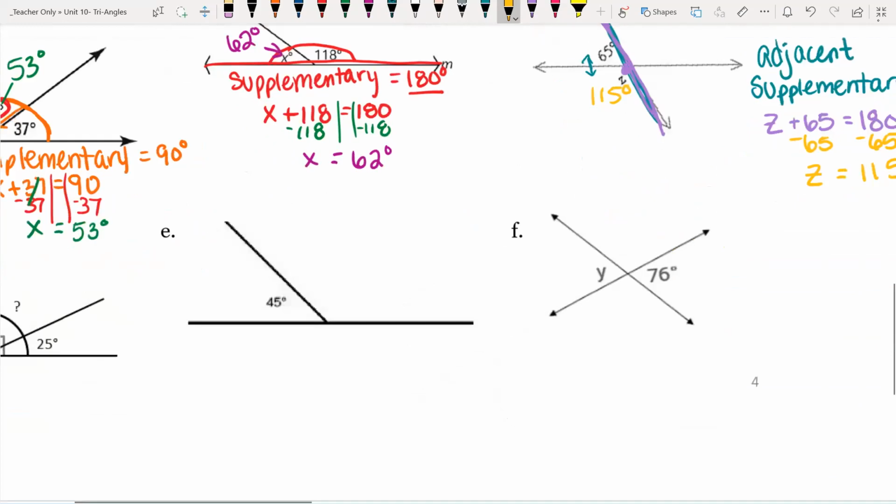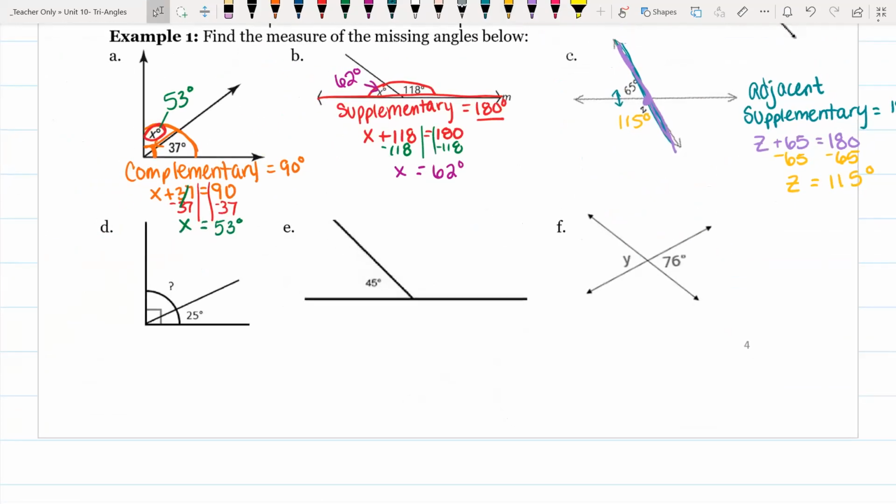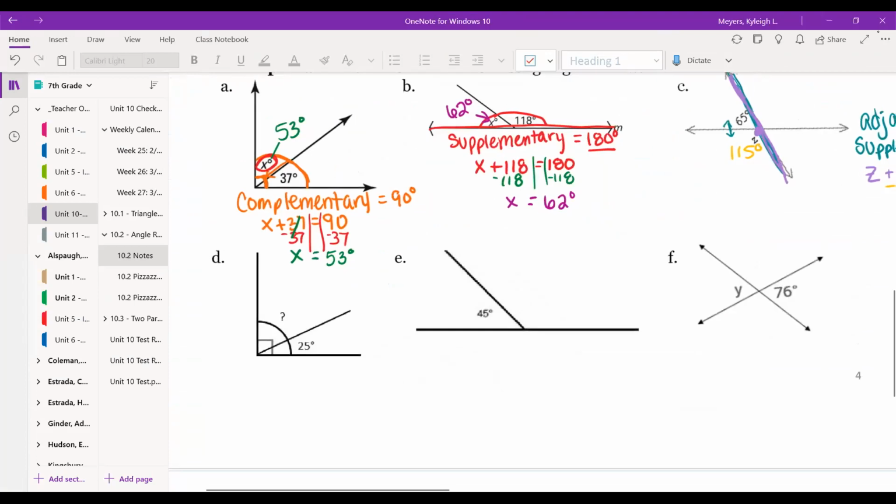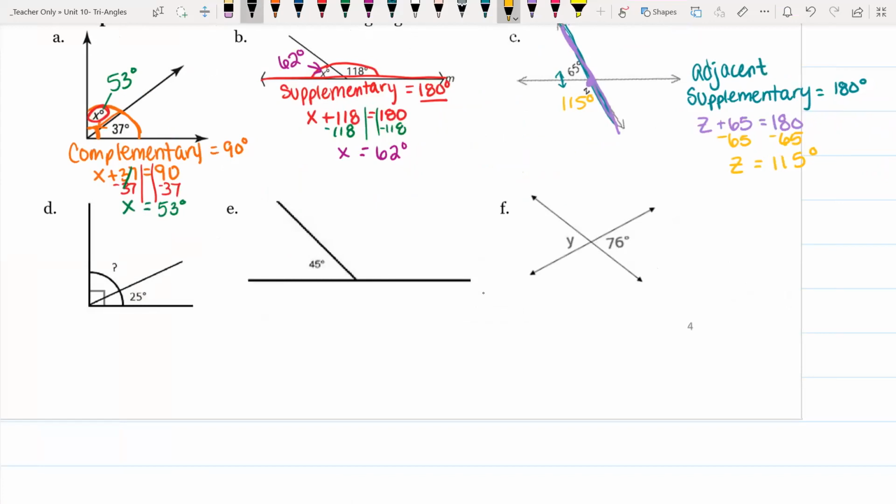Okay. So I want you to try D, E, and F right now on your own. So try D, E, and F, and I'll unpause and walk you through those. Okay, so I'm going to move a little faster. So you always start by identifying what type of angle. Here's a right angle, so that means it's complementary, which means it adds up to 90 degrees. So your equation should be x plus 25 equals 90. And when you do that, x is equal to 65 degrees. So this is 65 degrees.